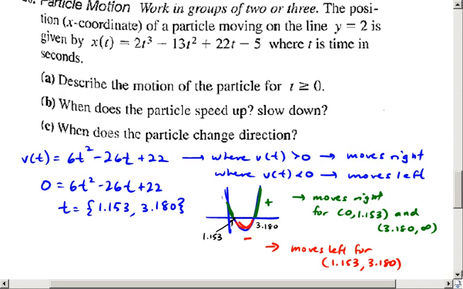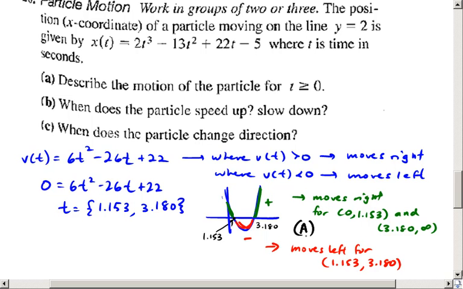Alright, where the graph dips underneath the x-axis, it's going to be moving left for those values of t, and so it moves left for 1.153 to 3.180. And all of this is the answer to A.